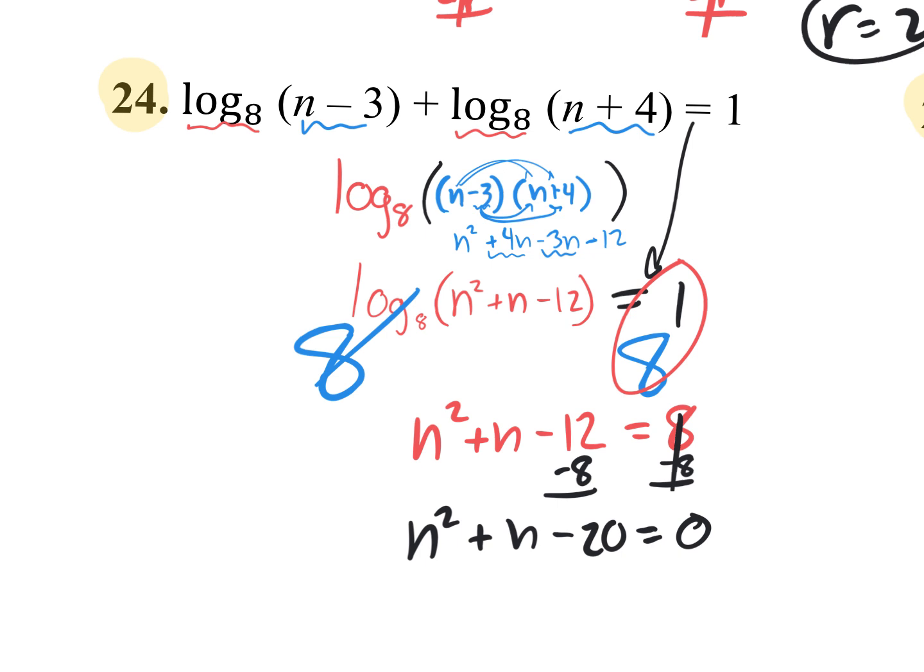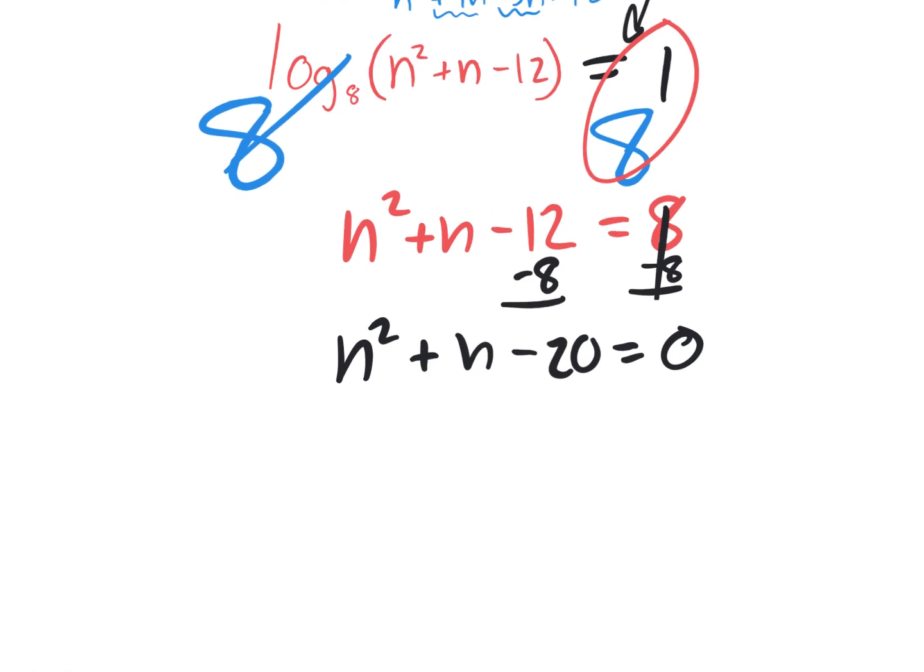And then from there, if you wanted to, you could go to Desmos and type in y equals x squared plus x minus 20. It'll give you a parabola that opens up, that crosses the x-axis at positive 5 and negative 4. And that gives you your answers, n equals positive 5 and negative 4.